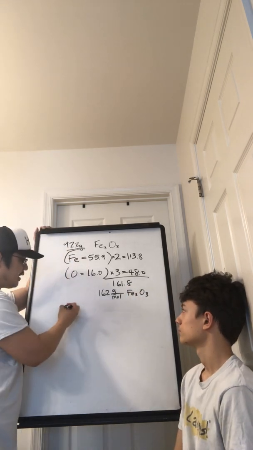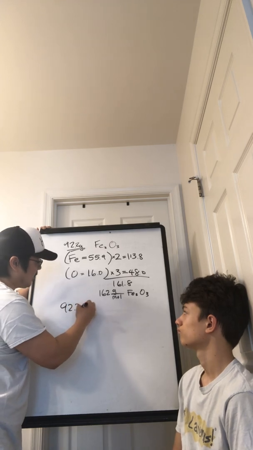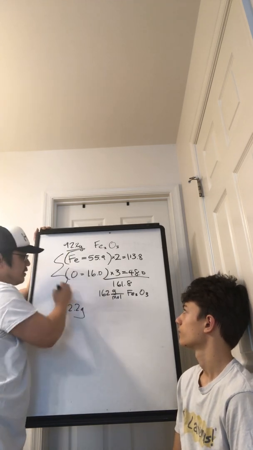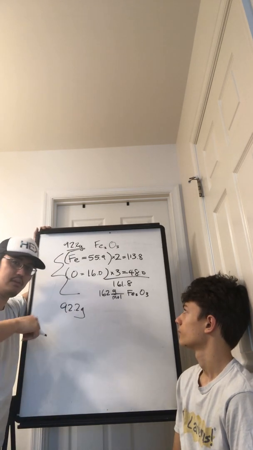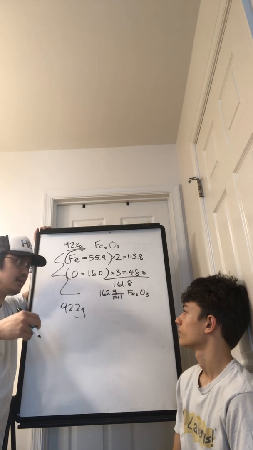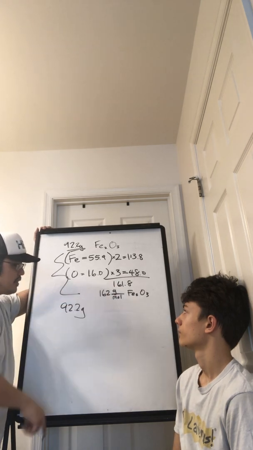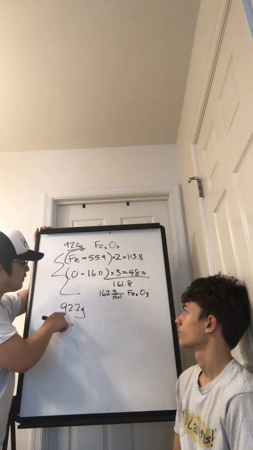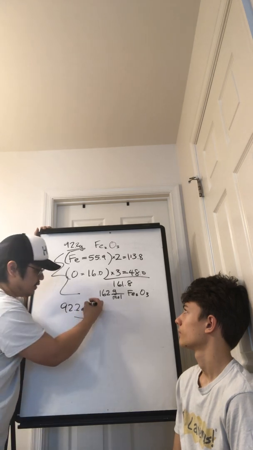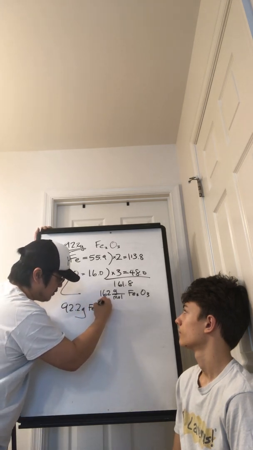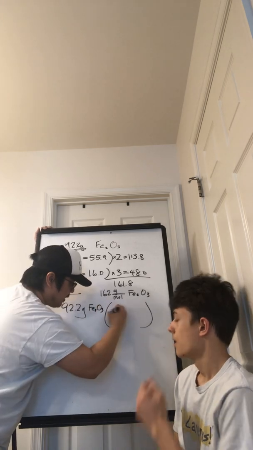Now, originally they gave me 92.2 grams. So this right here is just side work. This is like the stuff I do on the side of my paper. And then I say, okay, now I have this conversion factor. Let's attack the real problem. I have 92.2 grams of Fe2O3. I'm going to multiply it by that fraction.